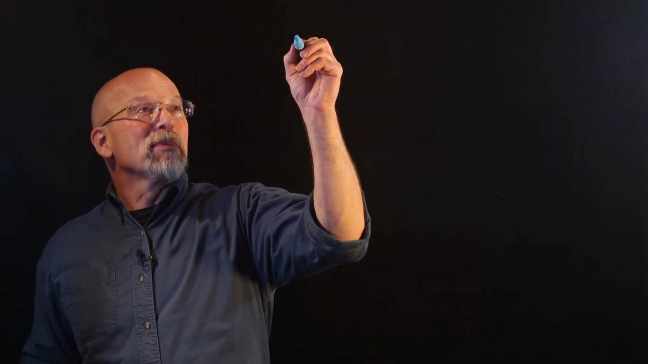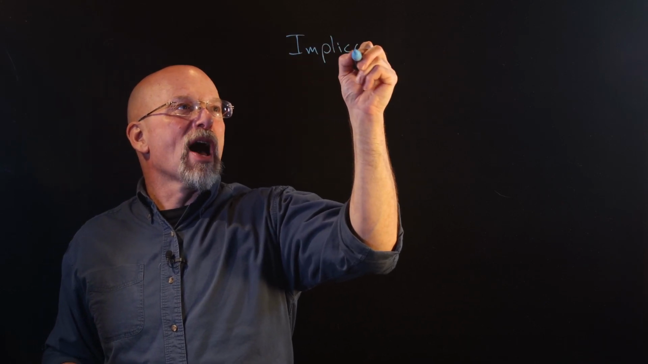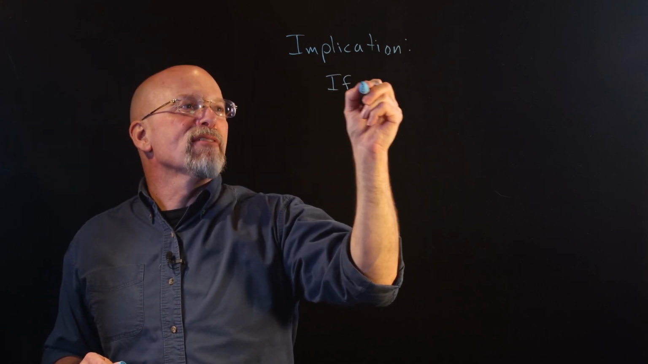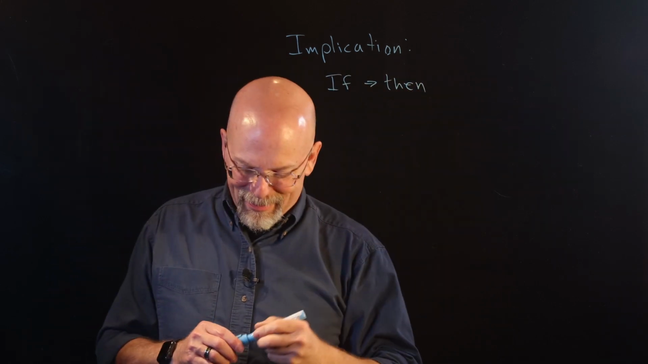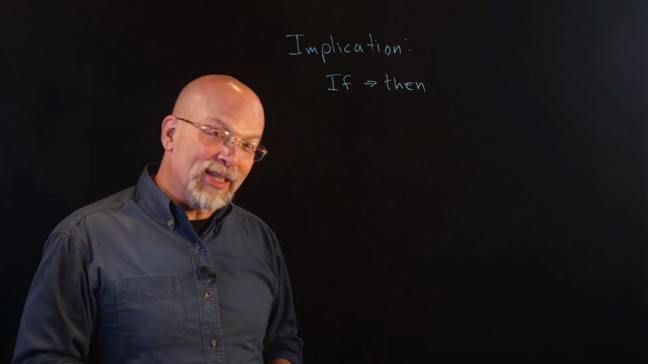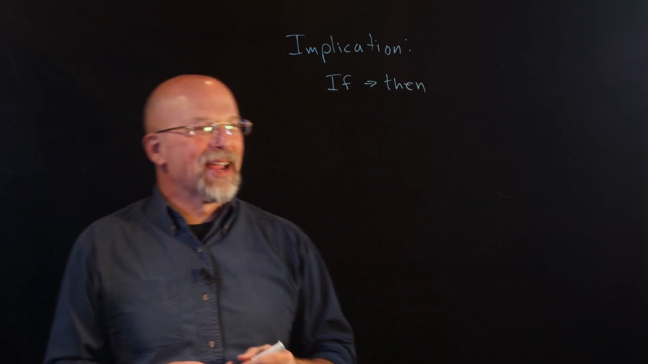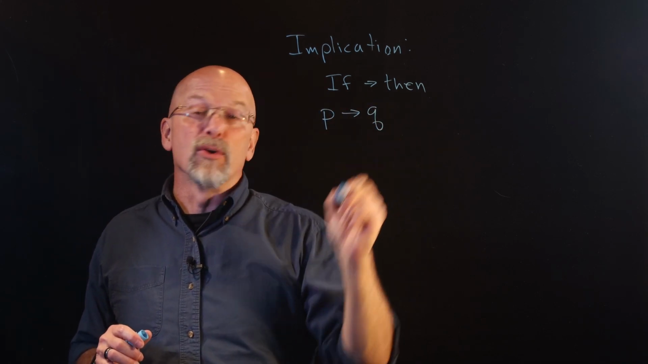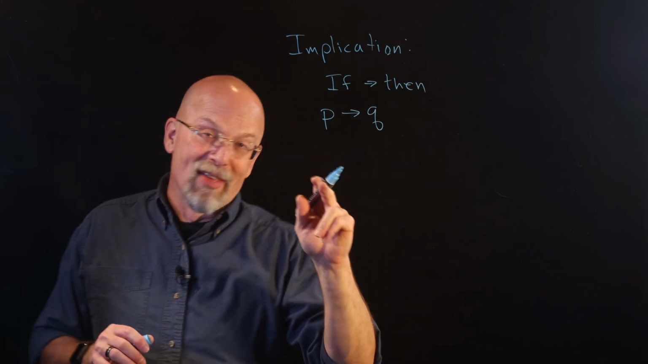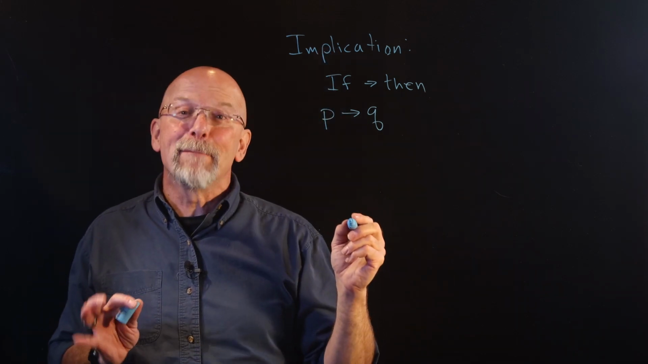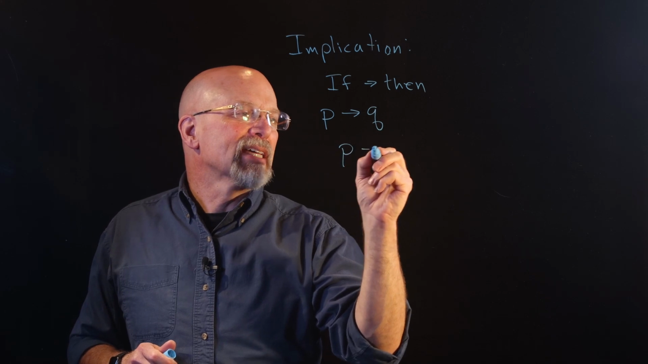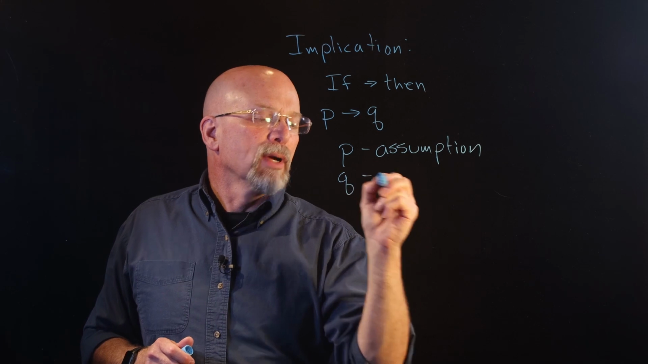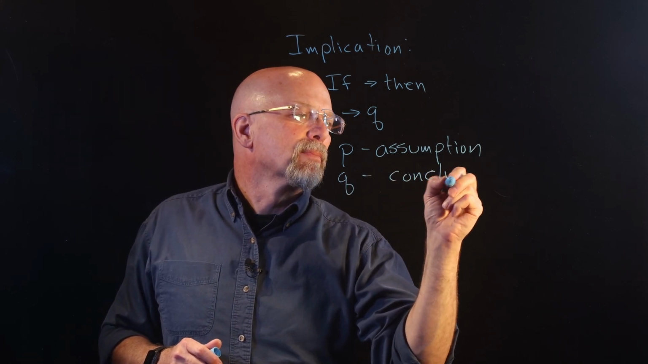Do you remember the implication? We talked about this a little while ago. Another way this is known is the if-then. The example we used was, if you clean your plate, you'll get some dessert, right? And this involved P then Q. If P, then Q. And that little arrow is the implication. Now, P is referred to as the assumption, while Q is the conclusion.